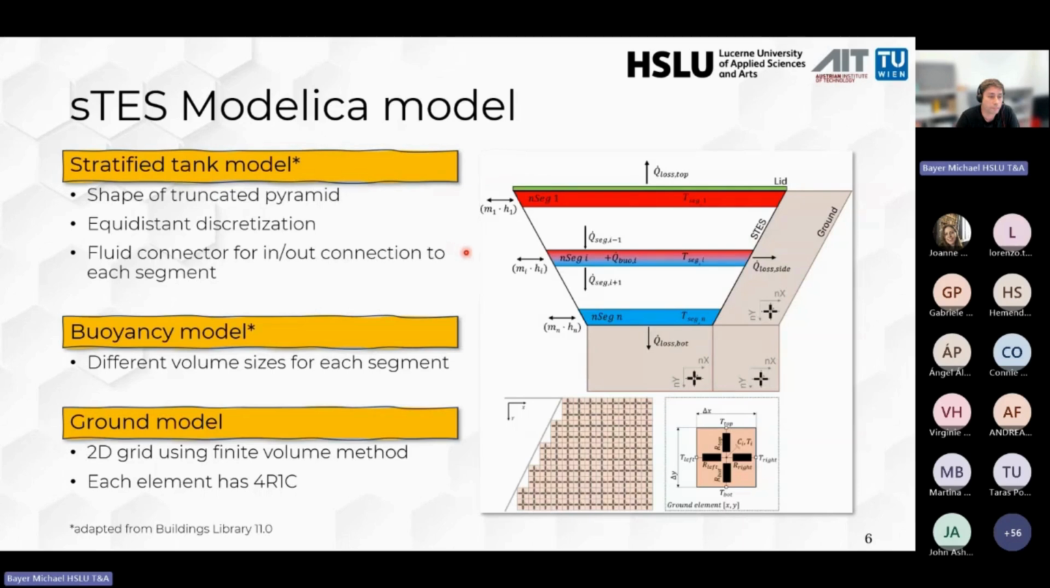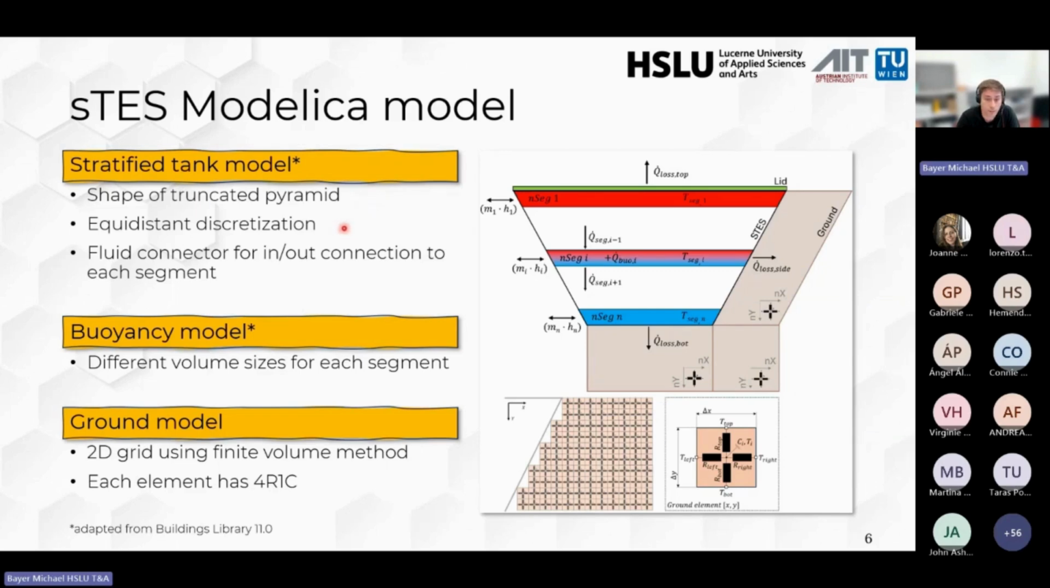This is the reduced order model we created within Modelica. It mainly consists of 3 components. One is the stratified tank model, the second one is the buoyancy model, and the third one is the ground model. Both the stratified tank and the buoyancy model were based on the Buildings library, and we made strong modifications, first to represent the proper shapes, in our case for this study the truncated pyramid, but the model itself can represent from cone to pyramids to cylinder, basically all kinds of shapes.